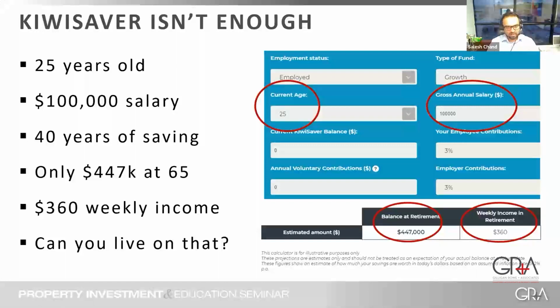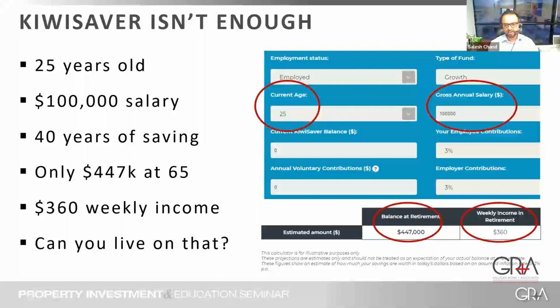The answer is no. You can't live on that, because anyone that lives in NZ knows the expenses are through the roof. You go and do shopping, it's $400 for a trolley. So let's say you're 25 years old, you're employed, your salary is $100,000 a year, and your employee contribution is 3%. Your employer contribution is 3%. Now, if you are an employee, I think you should sign up for KiwiSaver.